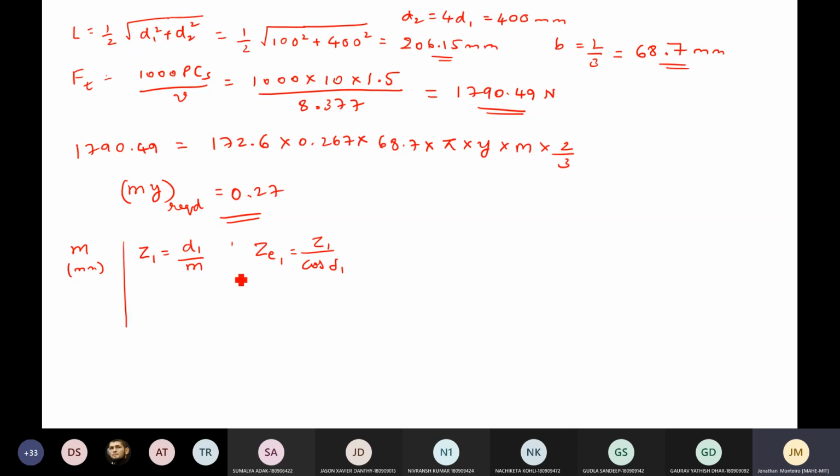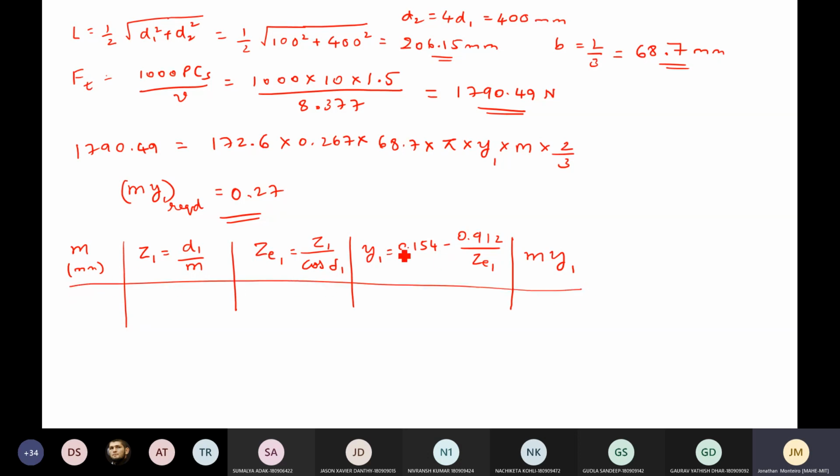Once ZD1 comes, then you have to recalculate Y1, which is 0.154 minus 0.912 by ZD1. Then m into Y1, to be very specific, is what they require. Now if I look at the value m into Y, we know that Y1 comes around 0.1, 0.2, 0.3 and all that. So how much can m be?